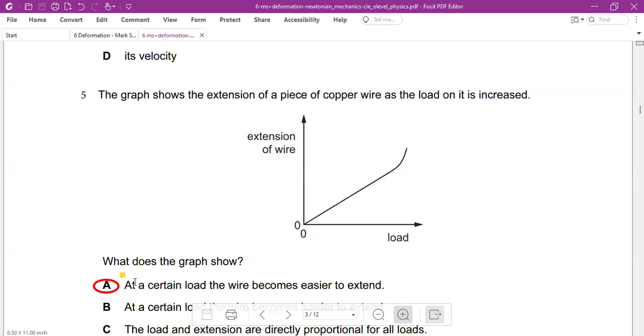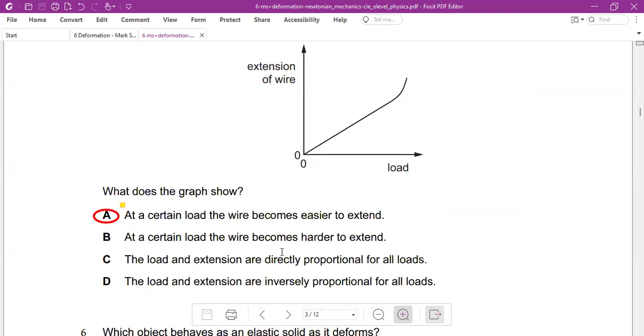Question number 5, what does the graph show? The graph shows that at a certain load, the wire becomes easier to extend, because look at the graph. If you apply more load, there will be a lot of extension. Up to this point, the extension and load is consistent, but after this point, because the limit of proportionality has been achieved, slightly more load will give you a lot of extension.